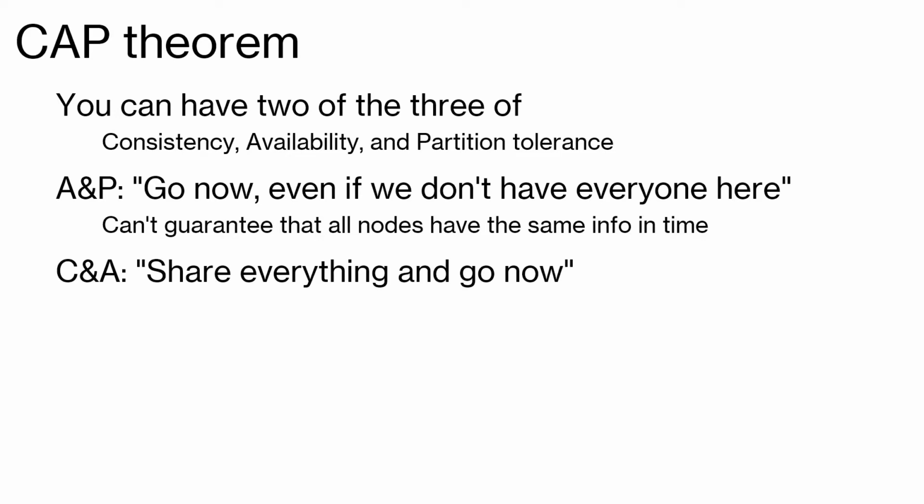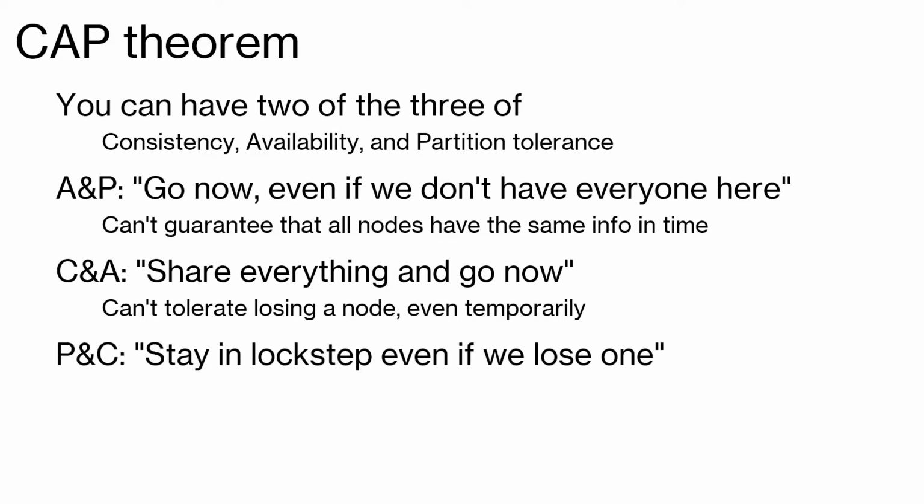If we want consistency and availability, everybody agrees and it's always responsive. Well, in that case, if we lose a node, we would lose consistency, or if we have to wait for them, we would lose availability. So in this case, we can't tolerate losing a node, even temporarily. And then if you want partition tolerance and consistency, so everybody agrees and everybody stays together, well, in that case, you would have to wait in case you lose a node. If you lose someone, you have to wait for them.